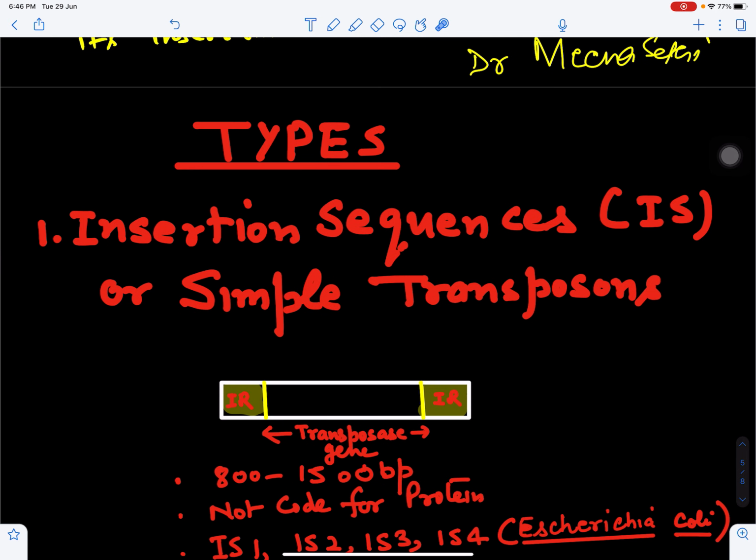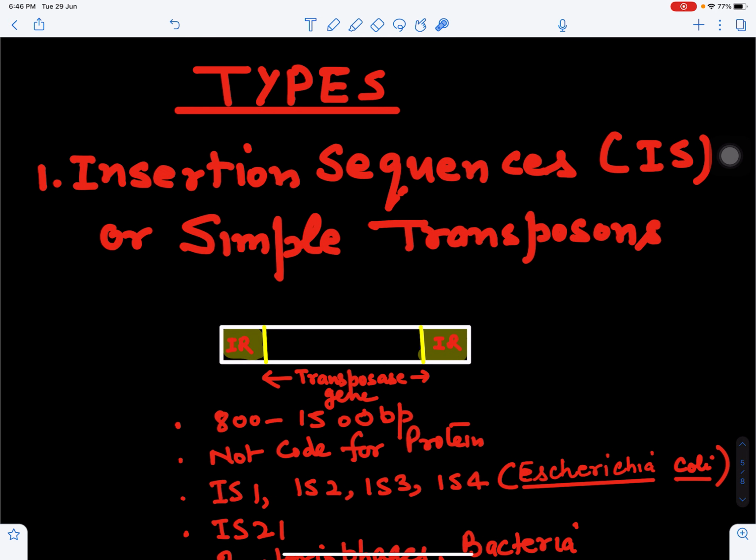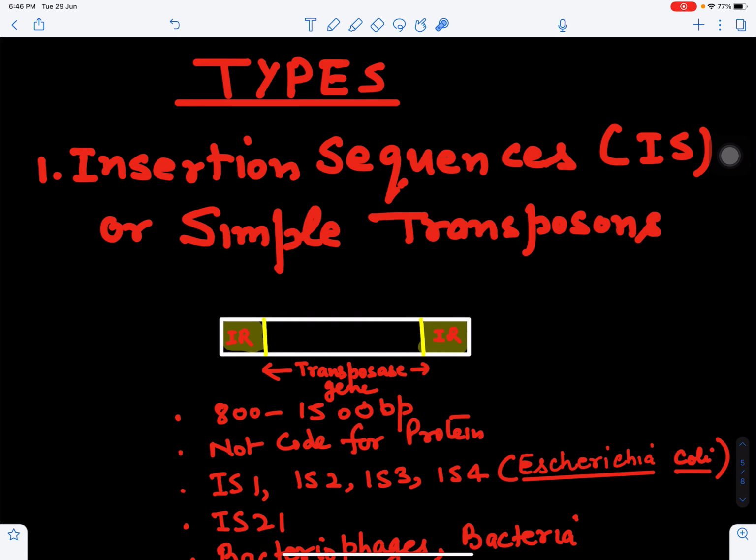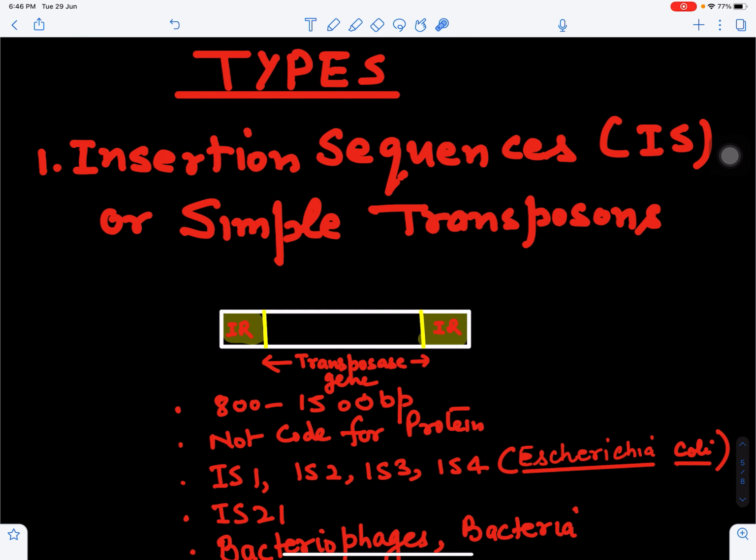Now we'll discuss the types of transposons. As we know, we have used the term insertion sequences, meaning they get inserted anywhere in the genome, so they are called insertion sequences. The first type is the simple transposon or insertion sequence. We can see this part is showing the IR region, and this is also an IR region. IR is inverted repeats. Like we have earlier seen, this is an inverted repeat, as we saw in the first slide.